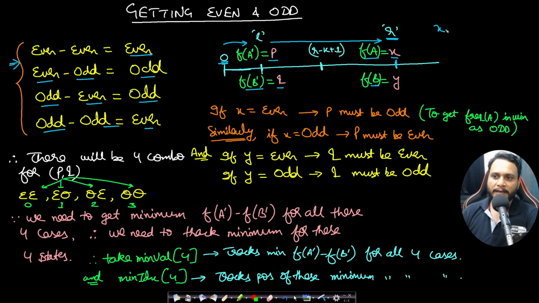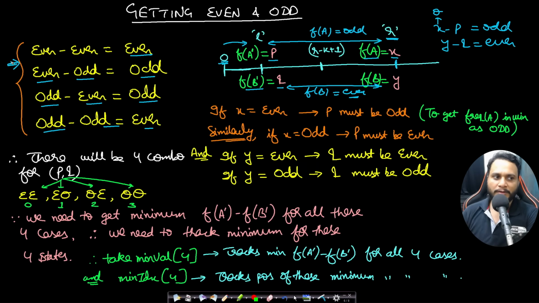you have to get x minus p to be odd for sure, and y minus q to be even for sure, because the f of a in the middle must be odd, and the f of b in the middle must be even. This is according to the problem statement, isn't it? So if now I say that x is odd, then you can look at this chart, and simply you can say that if on the left side you have odd, then these two cases will hit, and if on the right side you have odd, then only this case is going to hit, right?